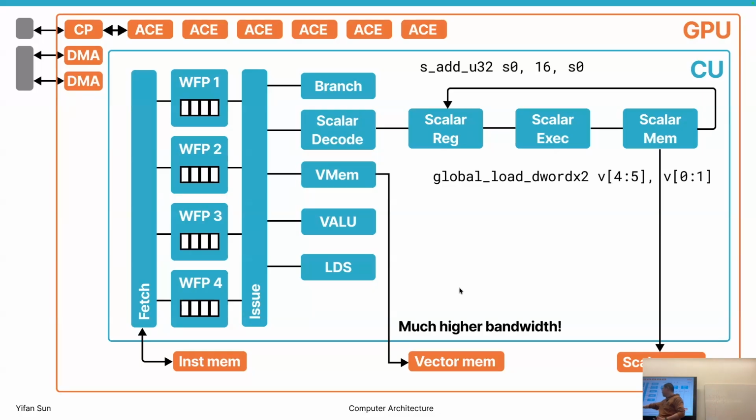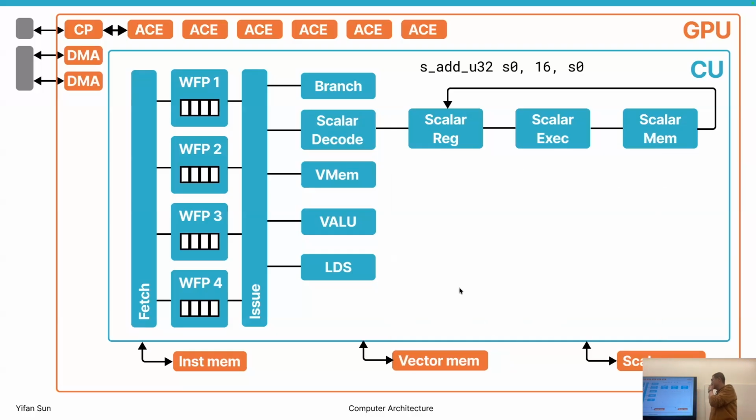Scalar memory is shared. Instruction memory is shared, all by a group of 4 compute units. Vector memory is dedicated. Okay, so I just simplified. Let's say in the interface that a compute unit needs to connect with 3 memory units. One is the instruction memory, one is the vector memory, and one is the scalar memory.